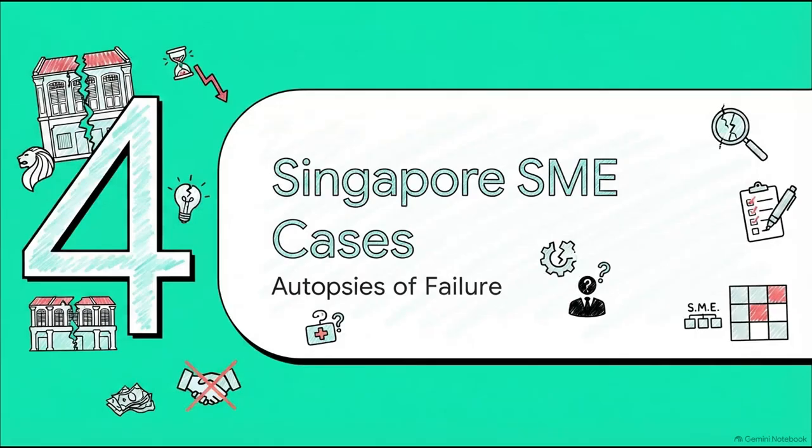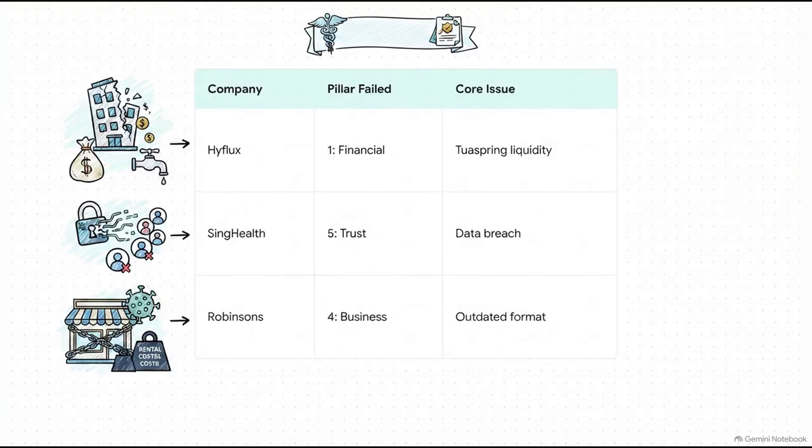Section 4. Singapore SME case studies, autopsies of failure. Let's ground this theory in some harsh reality. We can look at how failure maps perfectly to the anatomy we just discussed. Take HighFlux, right? A massive, homegrown success. But they suffered a Pillar 1 failure in financial health due to the Two Spring project. It was a large, long-dated commitment whose economics just deteriorated, ultimately a liquidity crisis.